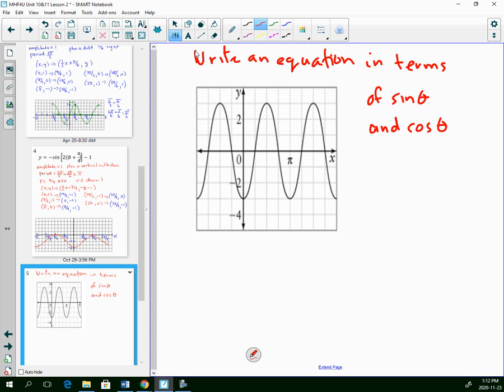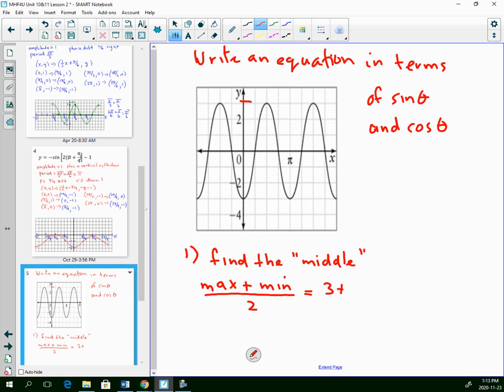Okay, so when you are doing the equation, I would follow these steps. So number 1, I would find the middle, right? That sinusoidal axis. So where is the middle of the graph? If you would like a formula, the middle is the average between the top and the bottom. So we're going to add the top and the bottom, so the max and min, and we're going to divide by 2. All right, so the maximum is 3, the minimum is -3, and then we're going to divide by 2, so that gives us 0.